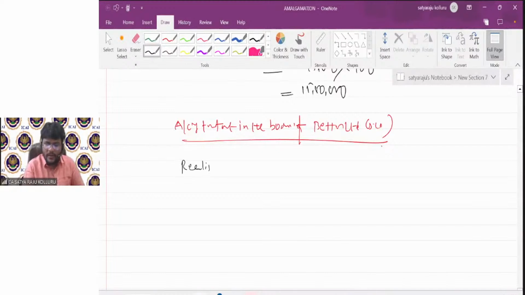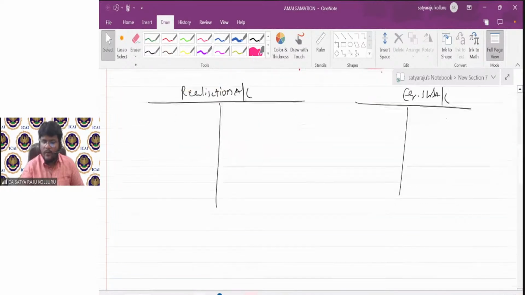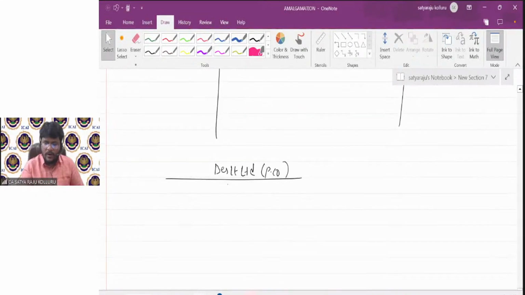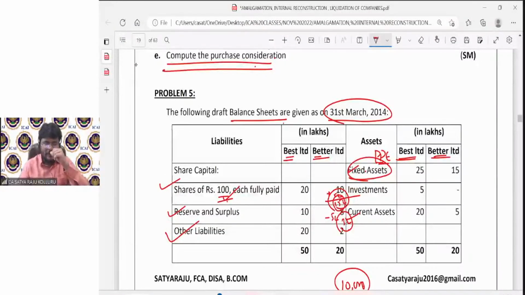Open the realization account quickly. And you can also open the equity shareholders account. You can also open the purchasing company account, which is Best Limited. Here, what will the purchasing company issue? Equity shares of the purchasing company. You can open that also. Sir, nowhere is it mentioned which asset is taken over and which is not. If such information is not provided, you can simply assume that all assets and all liabilities are taken over.